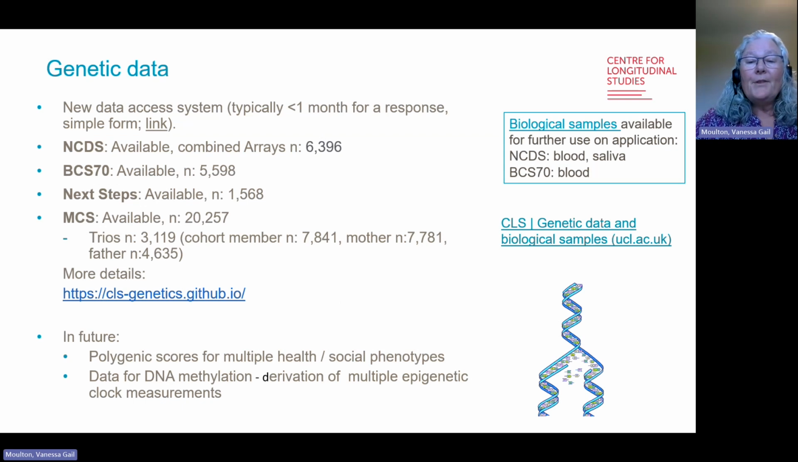So also just to point out, there's genotype data, and that's available for cohort members in all of the 4 cohorts. For the Millennium Cohort Study, there is genotyped data available for the cohort member, and also in some cases their biological mother and biological father. And more details about the genetic data can be found at clsgenetics.github.io. And the data access system is fairly quick. And soon to be available we'll have some polygenic scores for multiple health and social phenotypes.